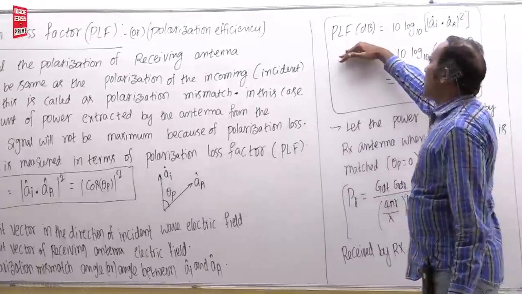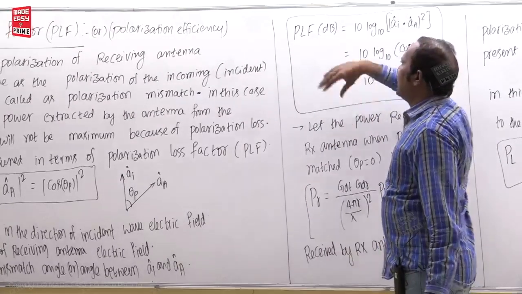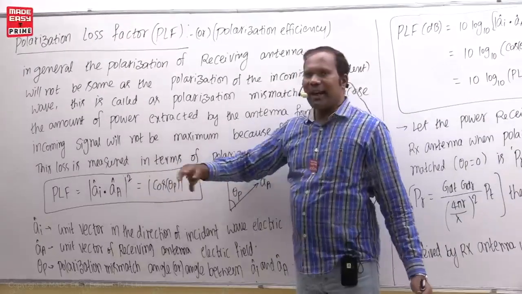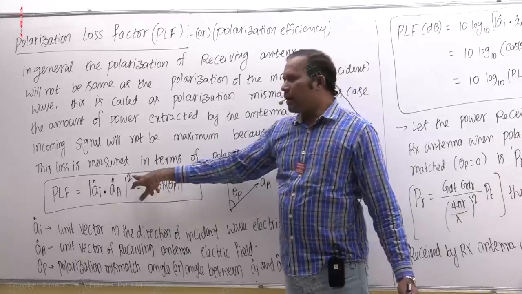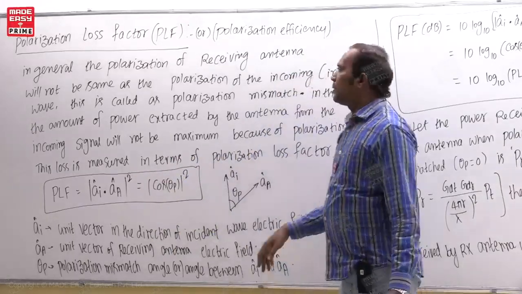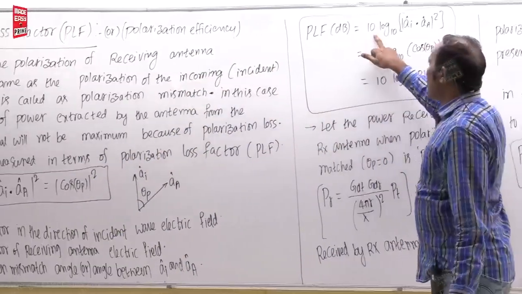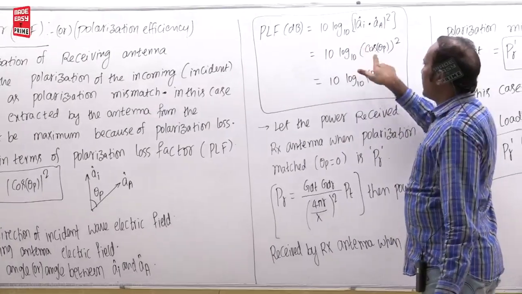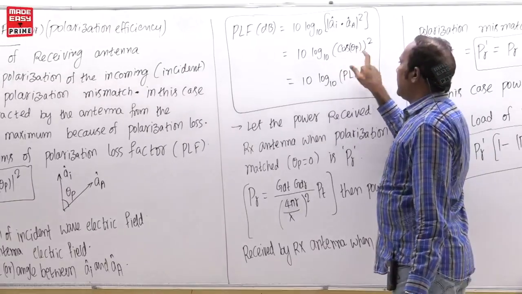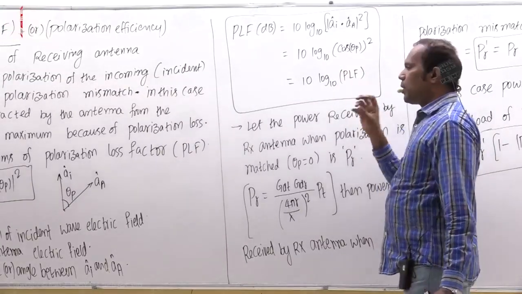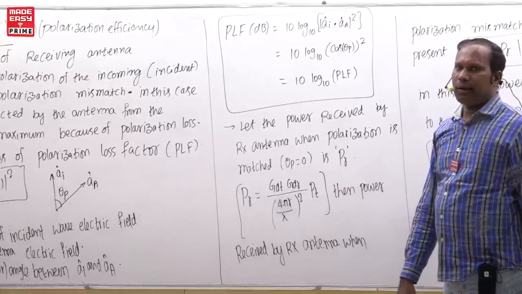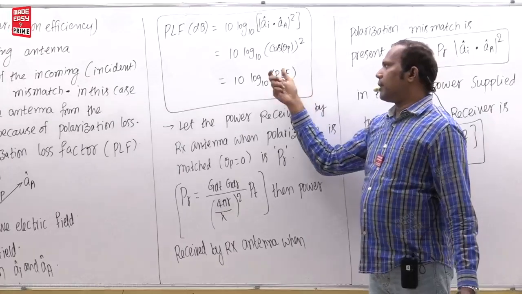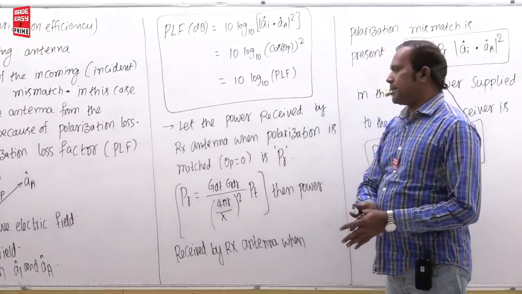Now, if you want the polarization loss factor in decibels, students, if you are not taking the whole square, that is for electric fields. If you are taking the whole square, that means it is for powers actually. So if it is taken as whole square, then for powers you have to take 10 log. It is written in terms of unit vectors, in terms of the theta angle, and in terms of PLF. If the polarization loss factor value is given, then you have to take 10 log to get the decibels.